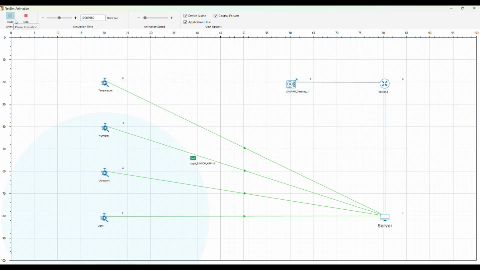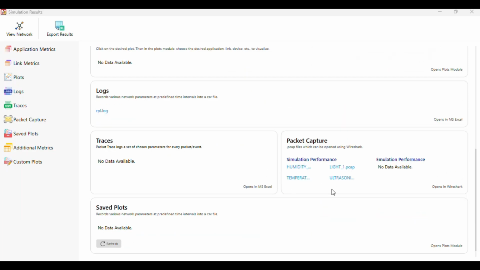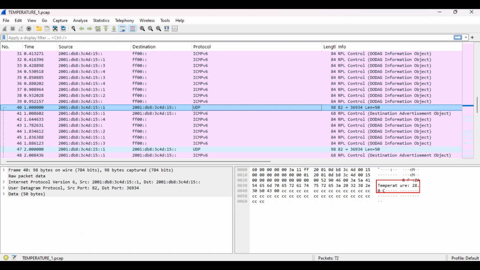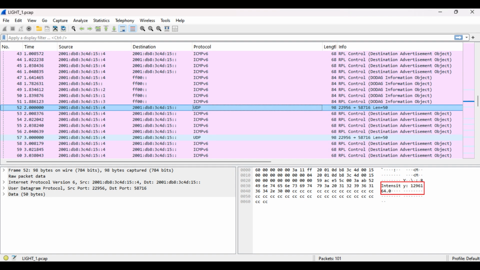Packets carrying the sensor values can be seen flowing through the sensor nodes, the LoWPAN gateway, the router, and finally reaching the server. After the simulation completes, we can analyze the results. Wireshark packet capture shows payloads containing actual sensor readings, confirming that data has been successfully carried across the simulated network.